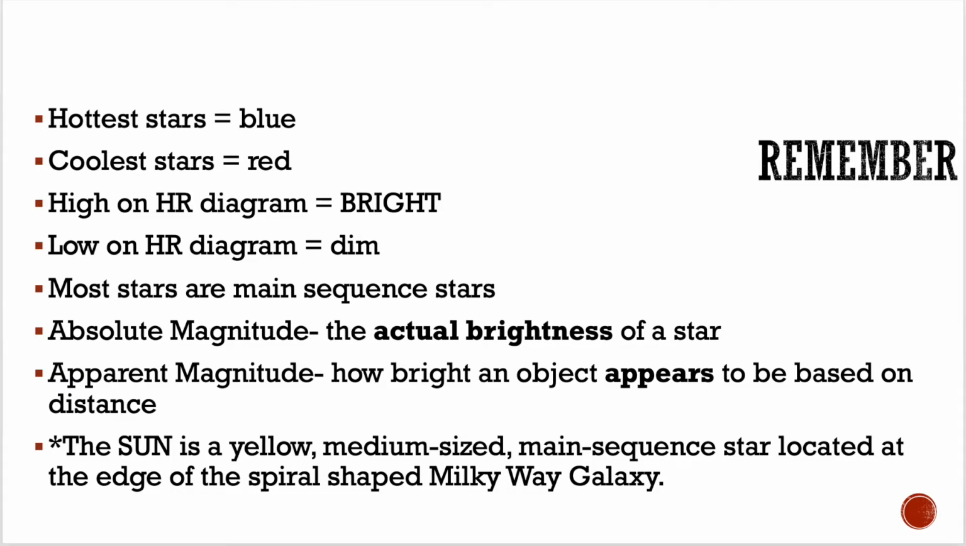Absolute magnitude is the actual brightness of a star, whereas apparent magnitude is how bright an object appears to be based on the distance. And also remember that our sun is a yellow, medium-sized main sequence star located at the edge of the spiral-shaped Milky Way galaxy.